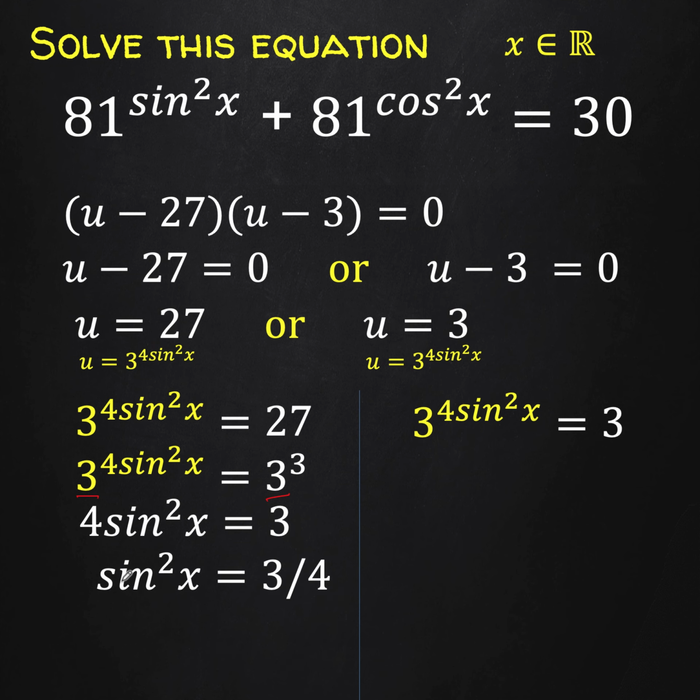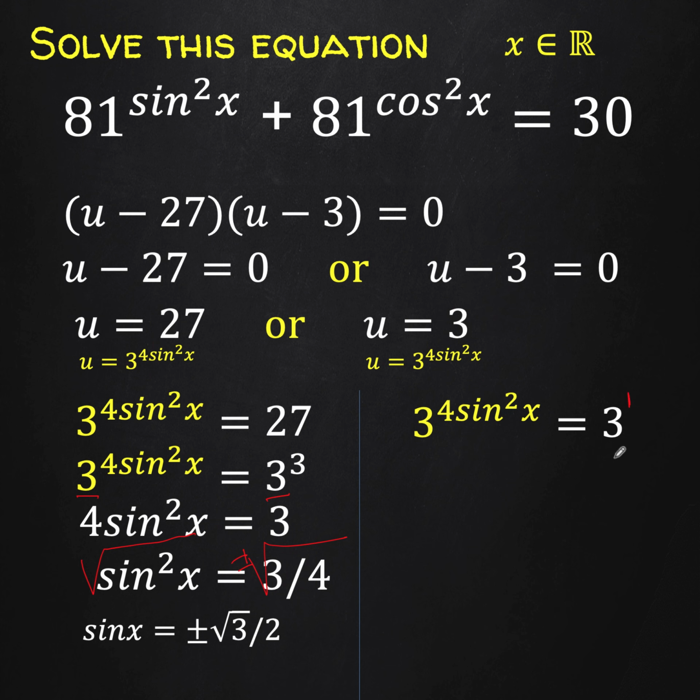And finally, get the square root of both sides. So we now have plus or minus square root of 3 over 2 for sine of x here. Then at the right side, notice that the exponent of 3 here is 1.